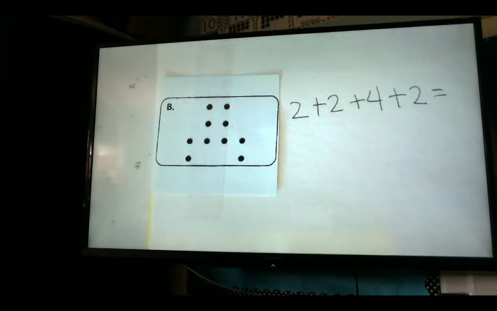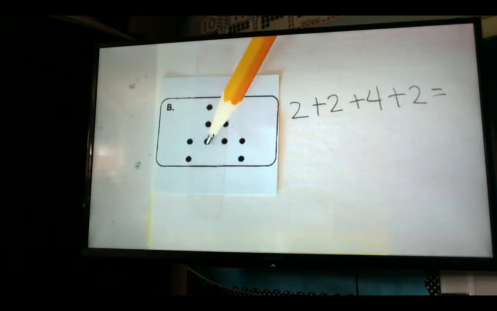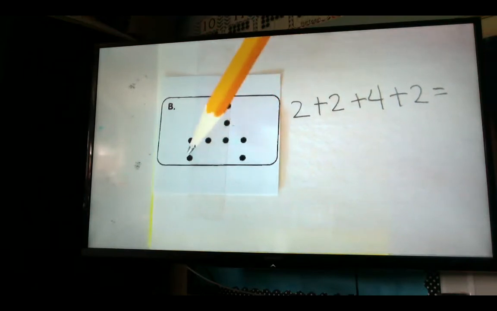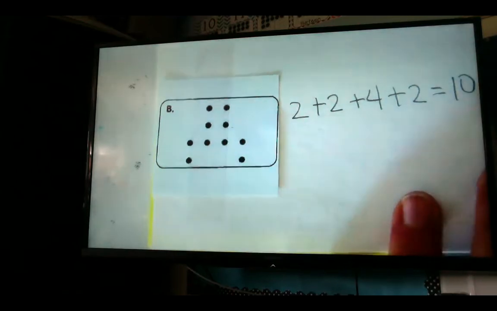Great job. We know there's 1, 2, 3, 4, 5, 6, 7, 8, 9, 10. Did you get it right? Did you figure out that there was 10? If so, give yourself a round of applause. Great job on our number talks, friends.